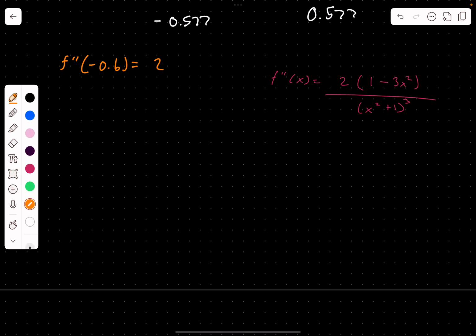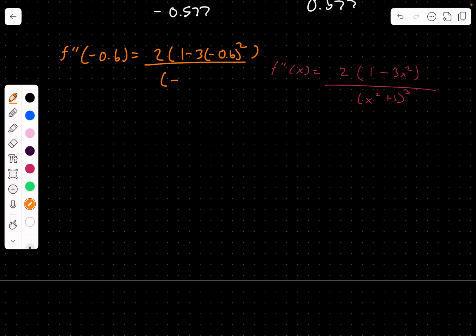Okay. 1 minus 3 times negative 0.6 squared over negative 0.6 squared plus 1, all to the third power. This is going to spit out a negative 0.05.